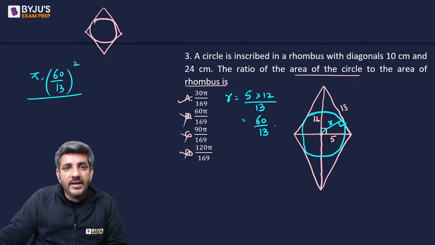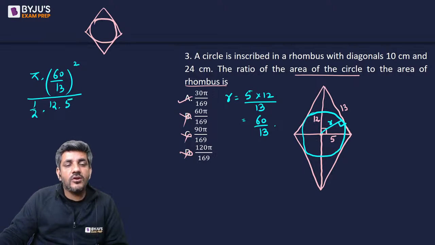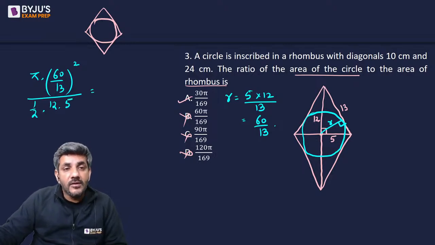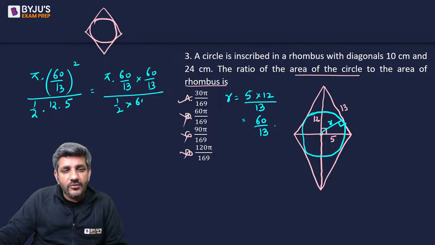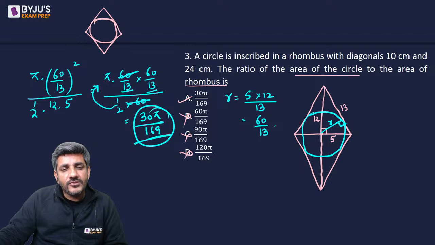divided by the area of the rhombus, which is half d1 d2. So I have pi into 60 by 13 into 60 by 13 divided by half of 12 into 5, which is 60. One 60 will cancel out with the other 60, this half would go above and 60 by 2 will become 30. I will have 30 pi divided by 13 into 13, which is 169.